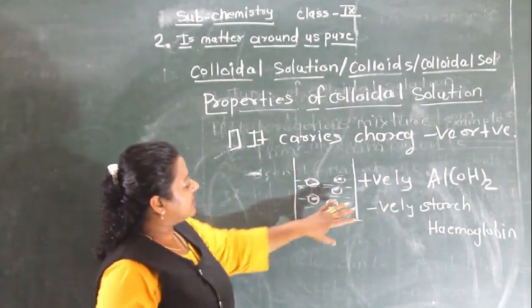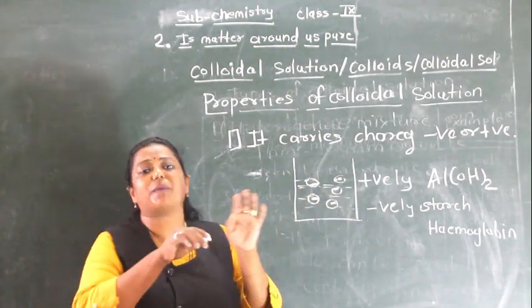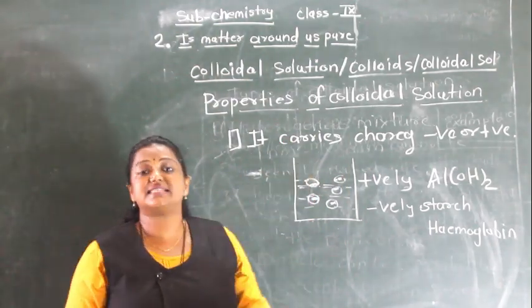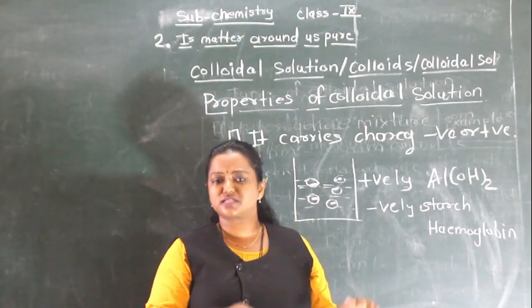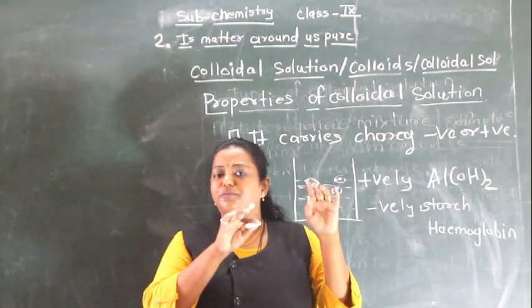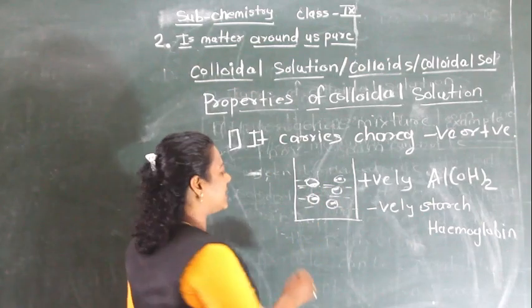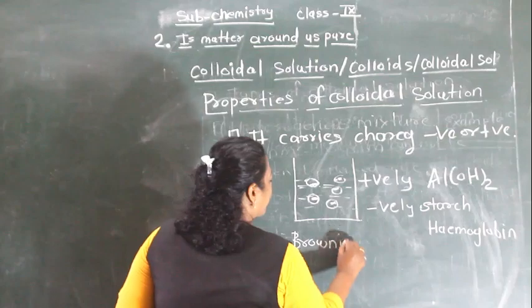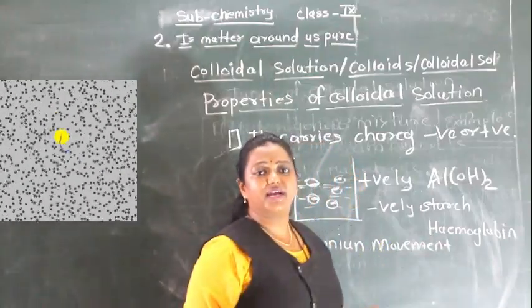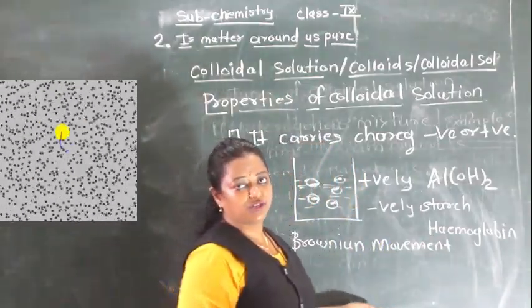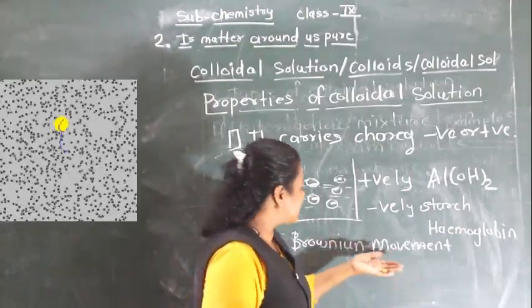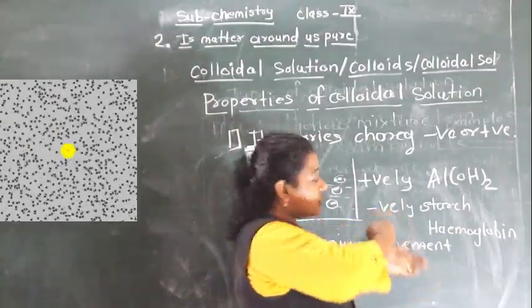If only one kind of charge, negative or positive, is present in the solution, the particles will move apart and move throughout the solution in a zigzag manner. This movement of particles in a zigzag manner is called Brownian movement. It was discovered by Robert Brown, an English scientist, and so it is named Brownian movement.